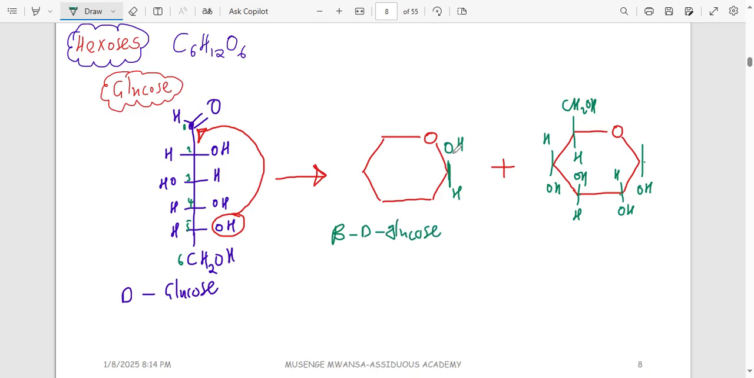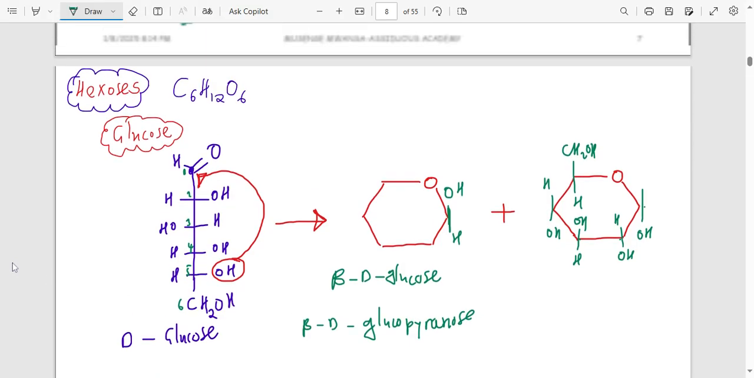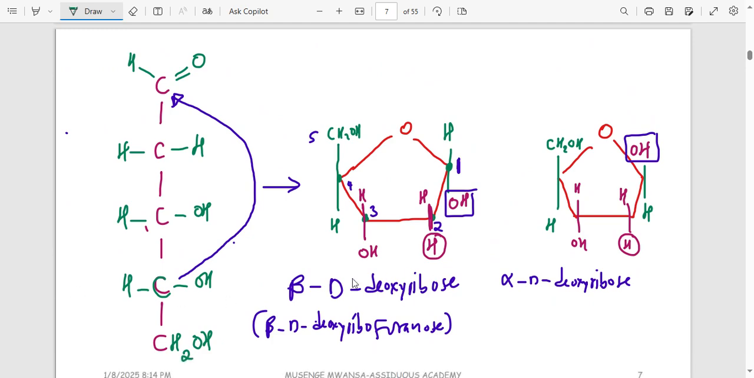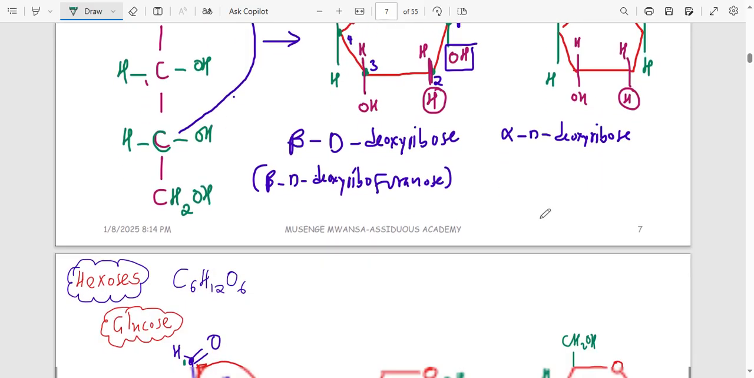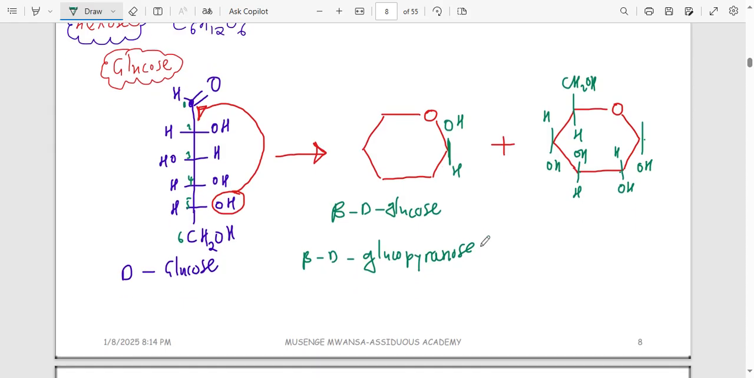But because of the way the molecule is looking, it is looking like a hexagon. We can also call this beta D glucopyranose. This is a pyranose ring. This is how it looks. A furanose ring, you can see the way the deoxyribose was. You can see the way the ring is looking. It's a 5-membered ring. That's a furanose. A pyranose looks like this.